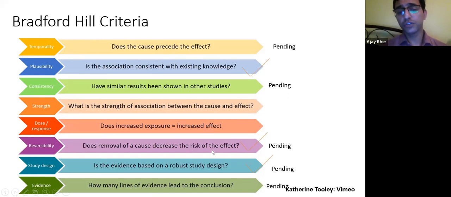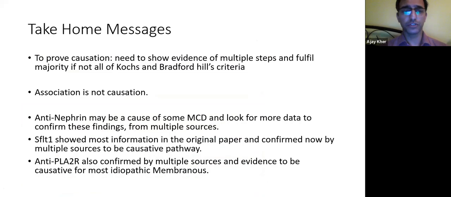Removal of the cause decreases the risk of the effect. They showed some of it in that unique patient of theirs, where the antibody disappears and the disease disappears. And again, the study itself is robust, and we are looking for more lines of evidence. Since 2011, there's been tons and tons of evidence to now be conclusively sure that anti-PLA2R is the causative agent for membranous in at least 60 to 70% of those with idiopathic membranous.